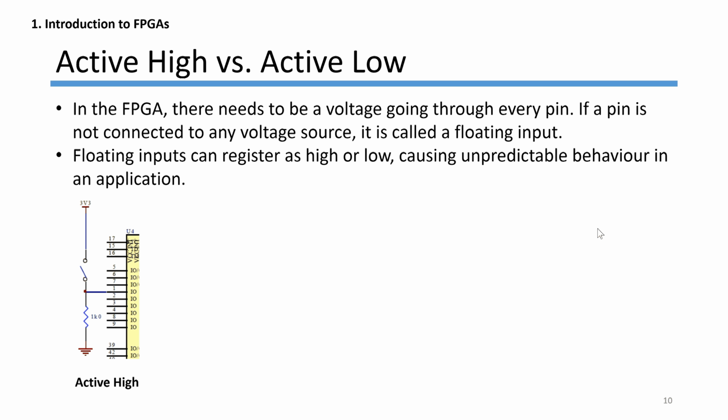Now we're going to look at active high versus active low. If you look at the image, this is an example of an active high logic. As you can see, going through pin 1, you have a resistor, which is 1000 ohms or 1K0, which is also connected with a switch to a 3V3 source.